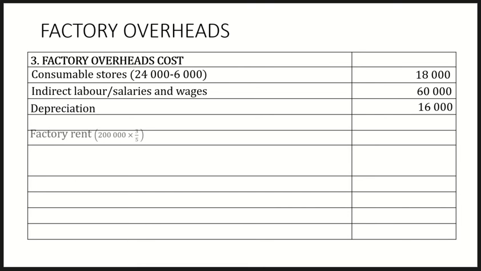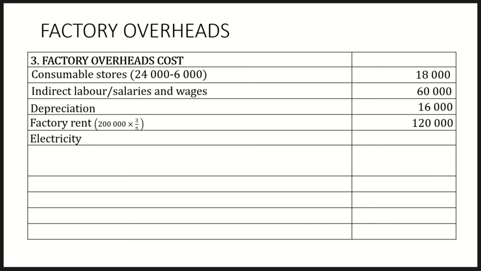And then you're going to have factory rent. We spoke about that as well, which is 200,000 multiplied by 3 over 5. You understand that, right? By the way, ratios work exactly the same as when you're given factory space. If you're given space, they tell you that factory occupies 200 square meters.